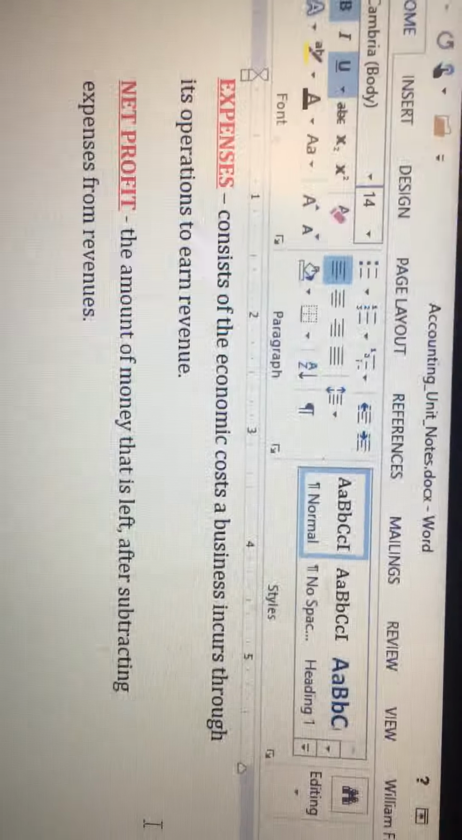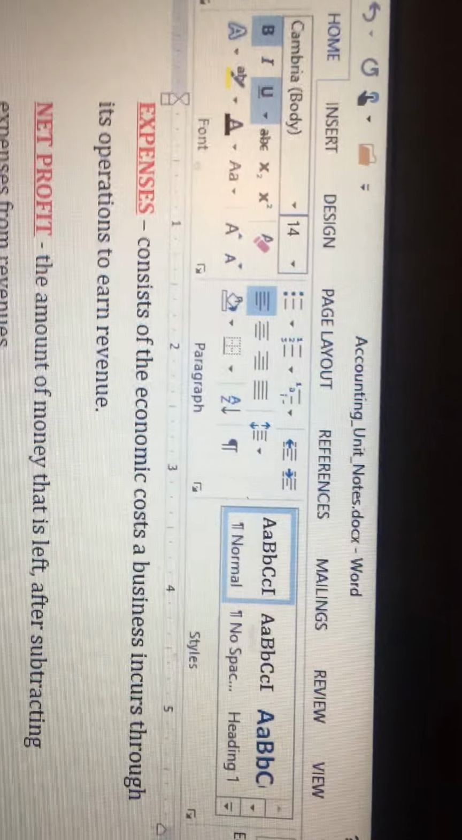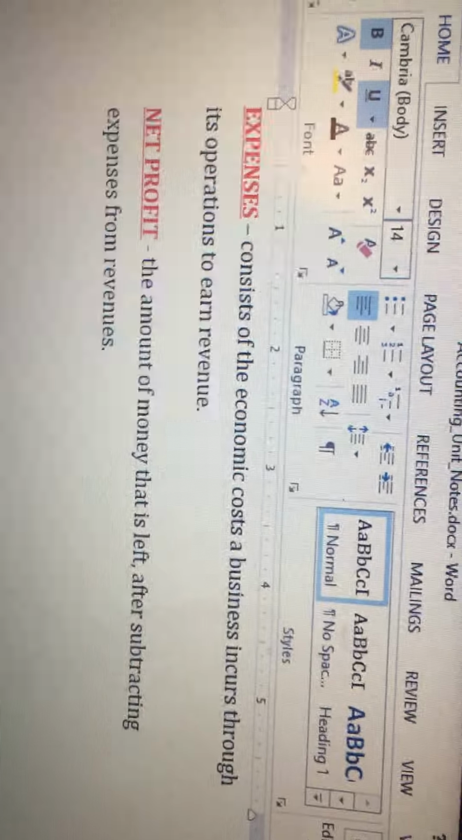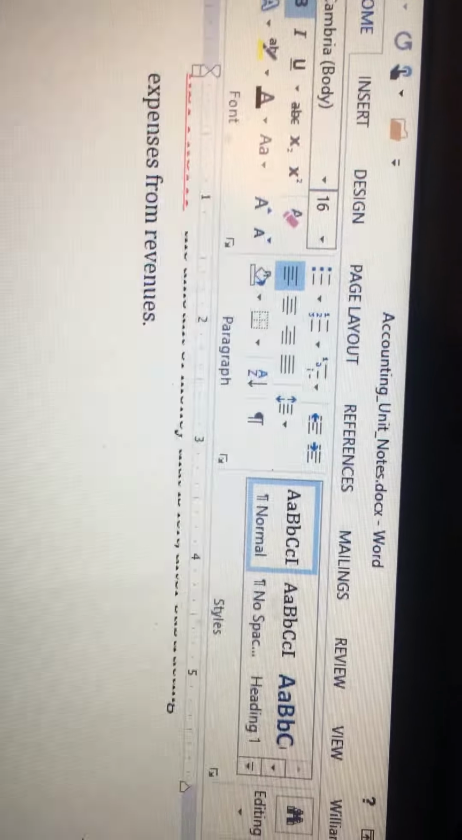Payroll. All right, this is what I want to mention, expenses. So if you take all your expenses and you subtract them from your revenue, that's going to give you your net profit. That's what's left over after taking all the money you bring in, taking away all the money that you pay out for the different expenses. The leftover amount is called your net profit.